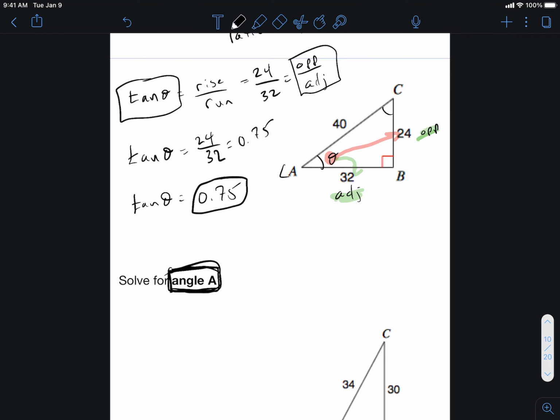The thing that I'm interested in is just theta by itself. So you're going to say to yourself, how do I get theta by itself? This is your way of getting theta by itself.